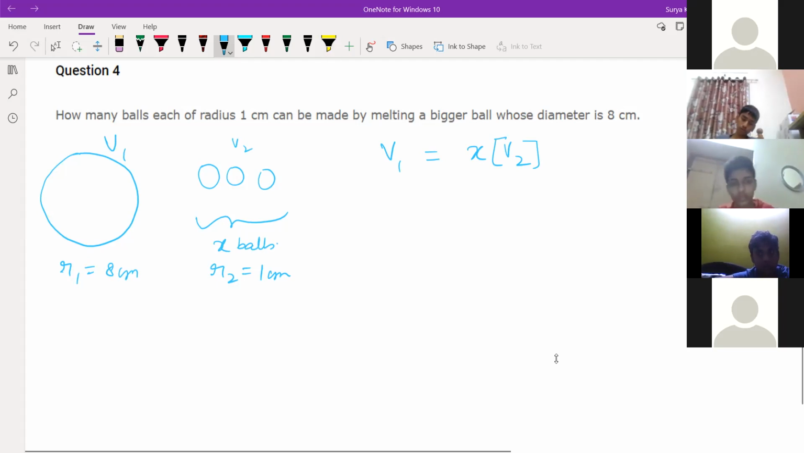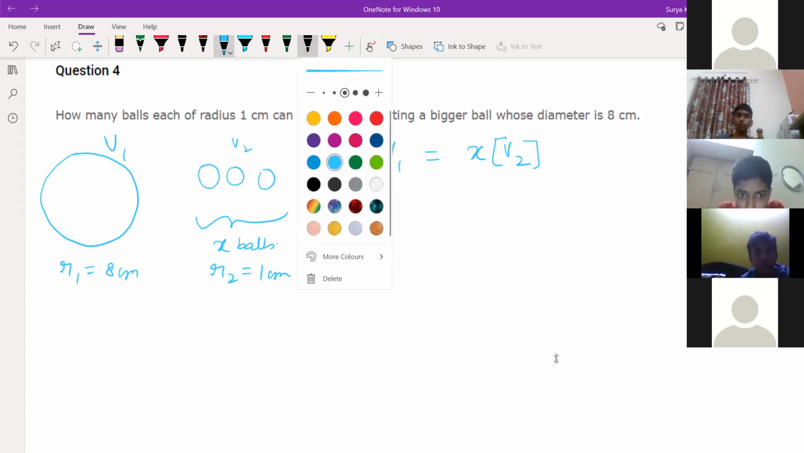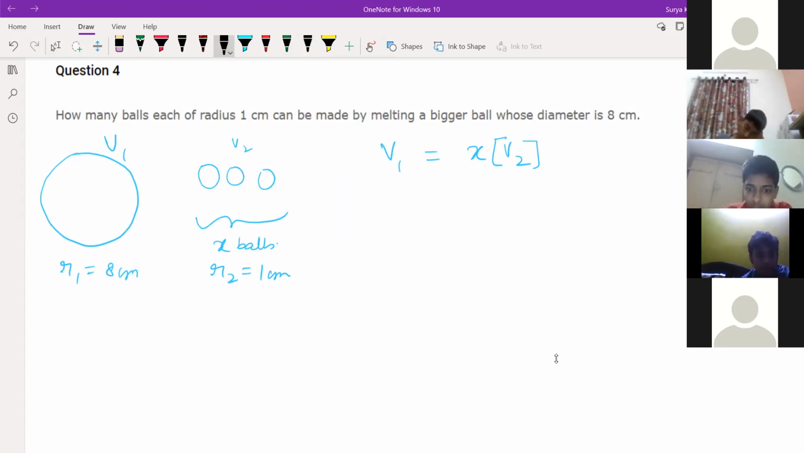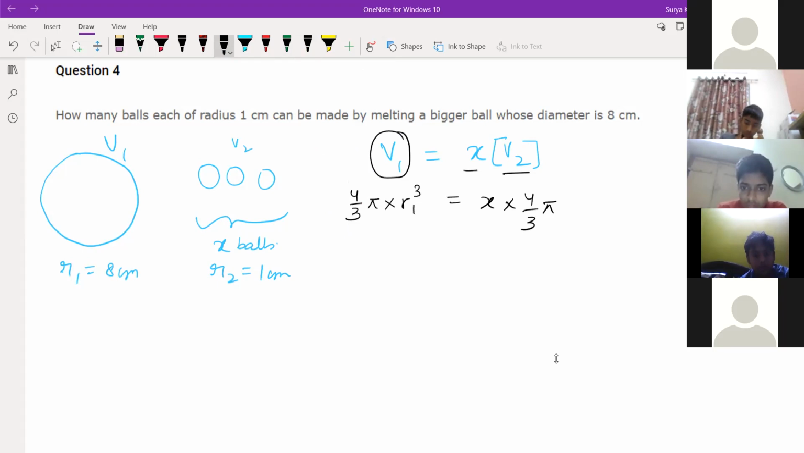So the volume of this bigger one is equal to X into V2. So V1 is equal to 4 by 3 pi R1 cube, which is equal to X into 4 by 3 pi R2 cube. Again, same thing we are doing. Then 4 by 3 pi here also cancelled, same way.